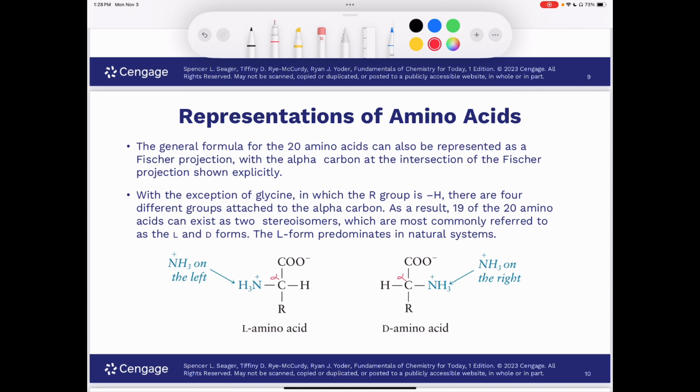Now, with the exception of glycine, where I told you that the R group is a hydrogen, there are four different groups attached to the alpha carbon. And as a result, 19 of the 20 amino acids can exist as two stereoisomers, which are most commonly referred to as the D and L forms. Now, when we looked at carbohydrates, it was the D sugars that predominated in nature. However, when it comes to amino acids, it's the L form that predominates in natural systems. And so we're going to be focusing on L amino acids. We have our carboxyl group up at the top. We have our amino group on the left.